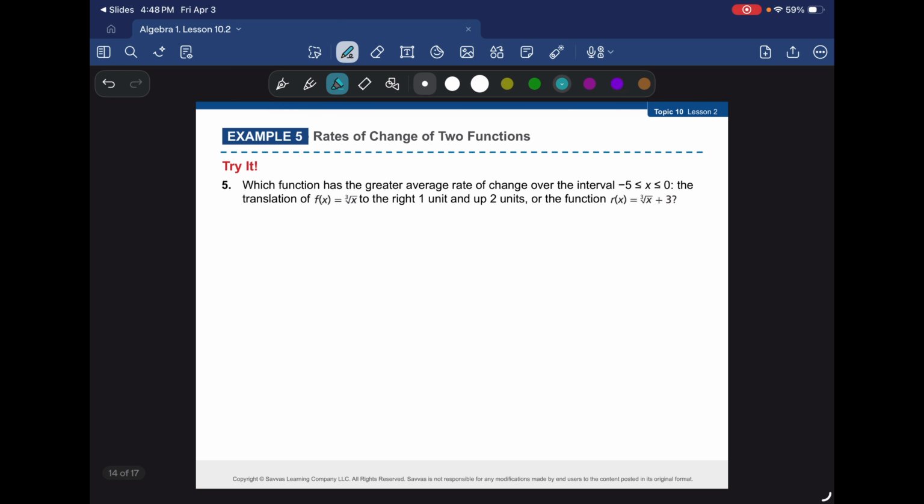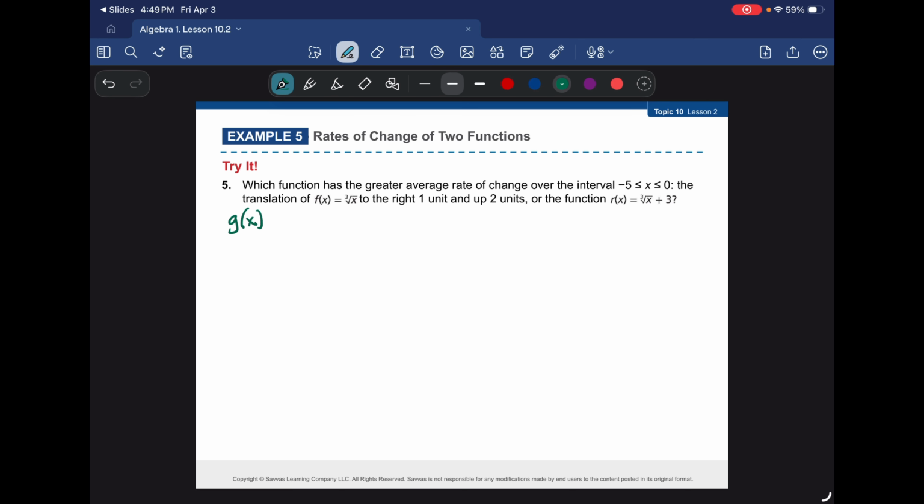All right, try it number 5. Which function has the greater average rate of change over the interval from negative 5 to 0? It says the first function is a translation to the right 1 unit and up 2 units. They don't actually give us the function rule, so we need to rewrite that function and compare it to r of x. So let's call the new function g of x.